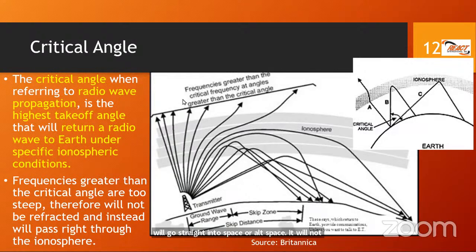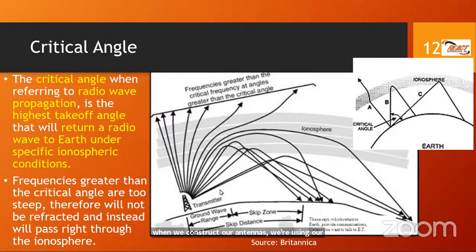So that critical angle is what we need to be aware of when we're trying to shoot our signal up into the sky. If we go too far off, meaning that the angle is higher than it should be for that particular frequency, then we will not be able to communicate. So we need to be aware of what that critical angle is when we construct our antennas and when we use the particular frequency.